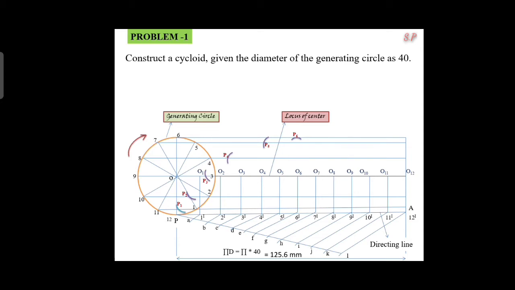O7 is the center, 20 mm is the radius. You draw the arc on the seventh point locus line. You will get P7. And similarly, the remaining points you also locate.